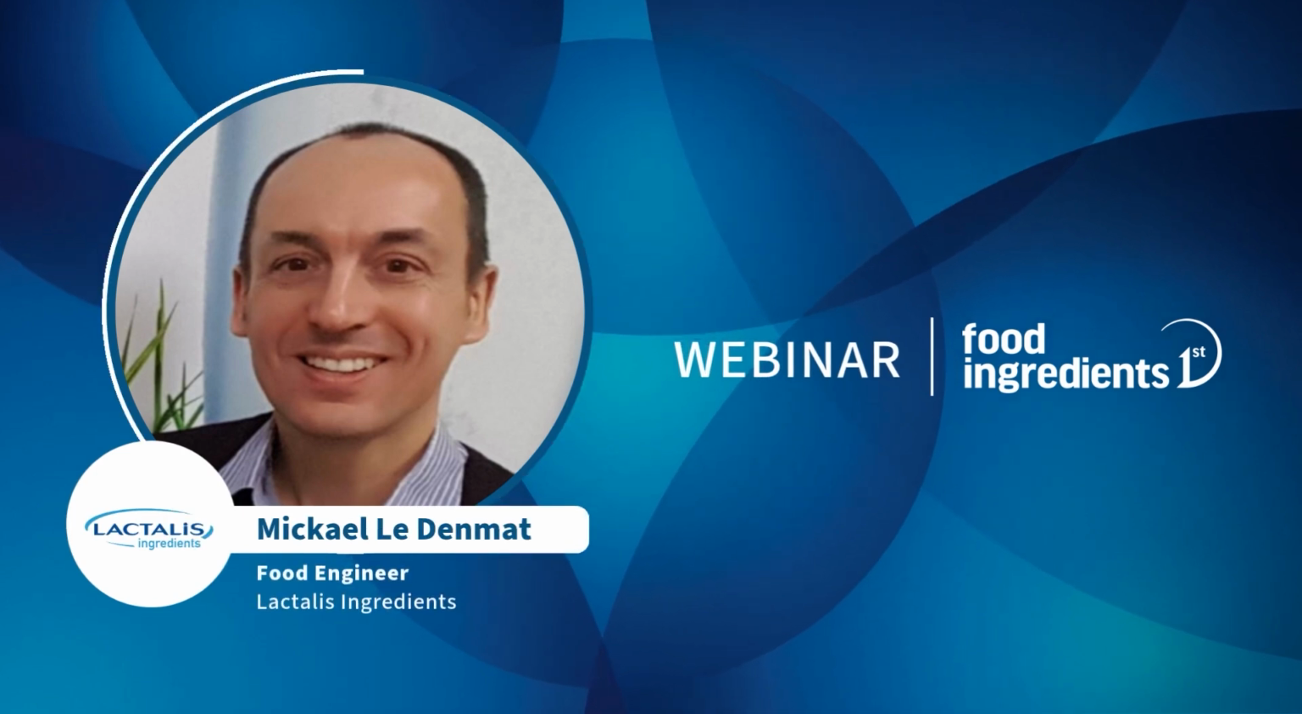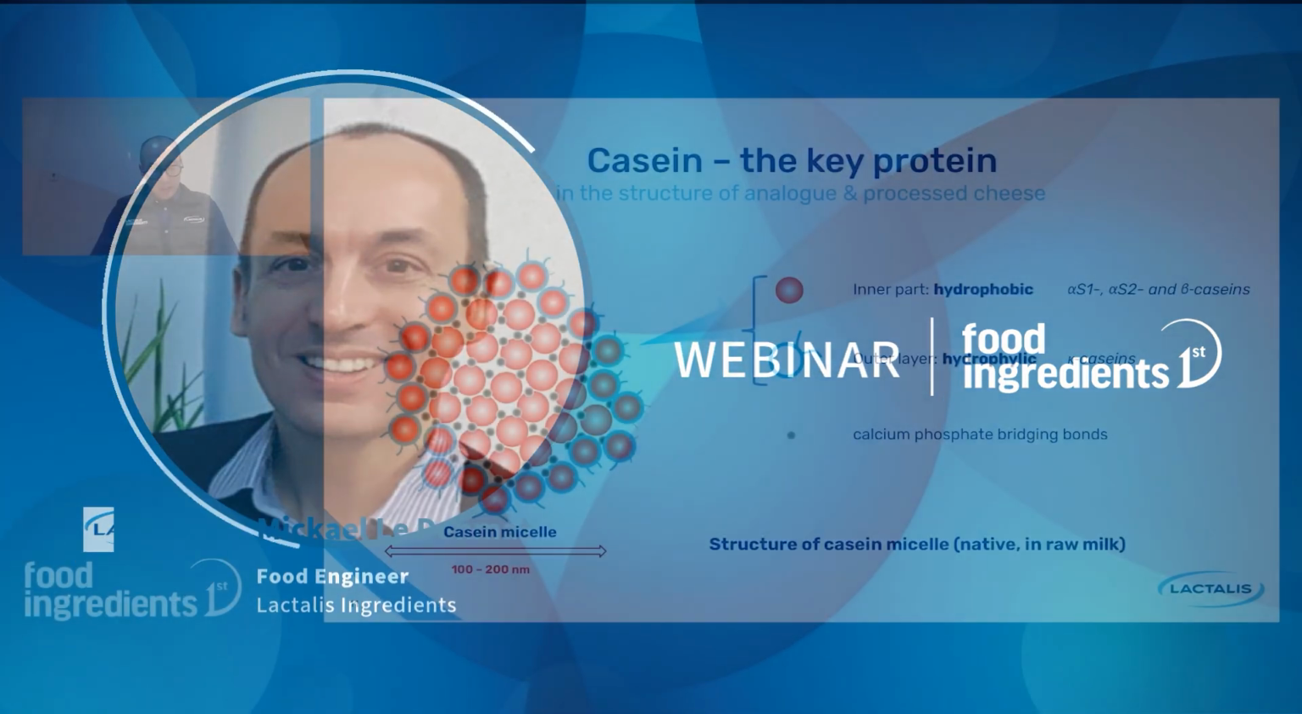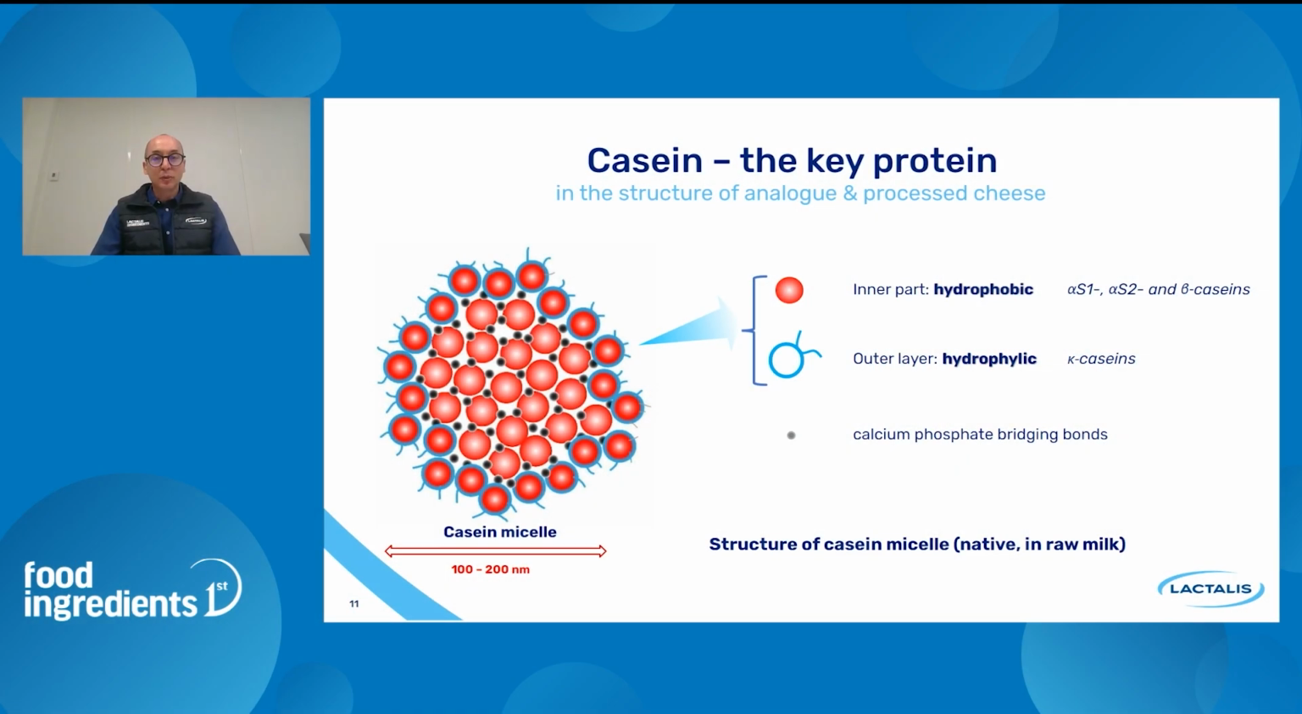So in raw milk, casein is organized in micelles. Here you can see a simplified representation of the casein micelle structure. The micelles have a diameter ranging from 100 to 200 nanometers. So this is a large protein, in fact, and that's because casein is, in fact, an aggregate of protein.